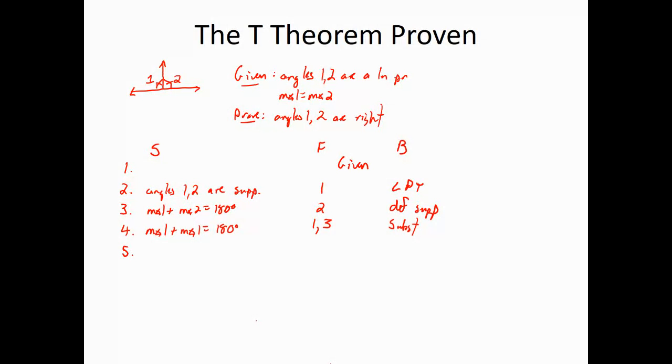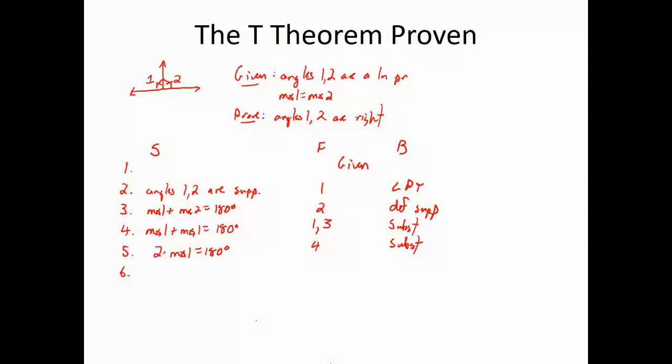And then, of course, a little bit of algebraic simplification. The measure of 1 plus the measure of 1 is twice the measure of 1. So we now have twice the measure of 1 is equal to 180 degrees. That follows from 4 by substitution. Remember that anything you would be tempted to call just algebraic simplification is, for us, substitution.